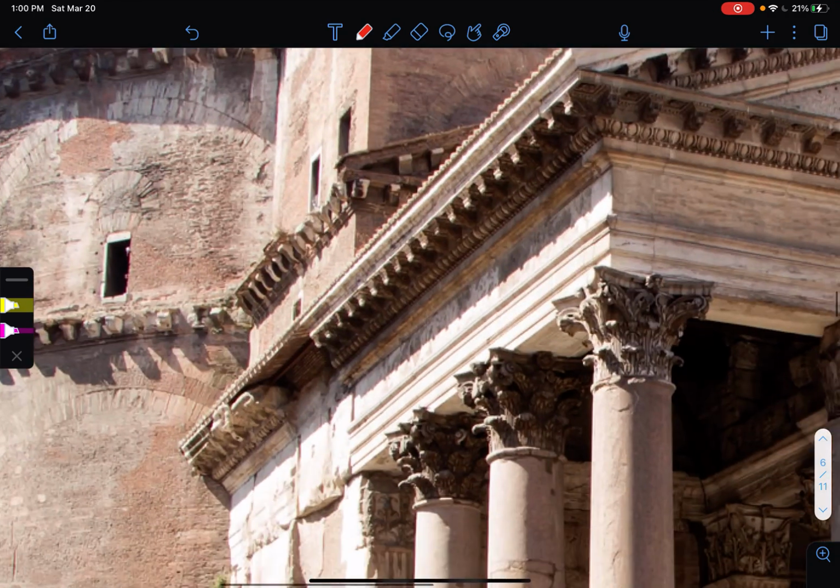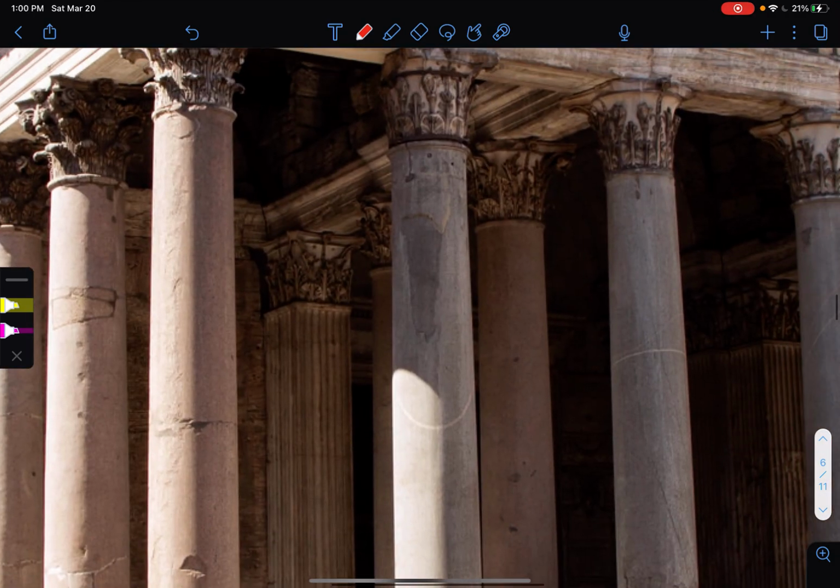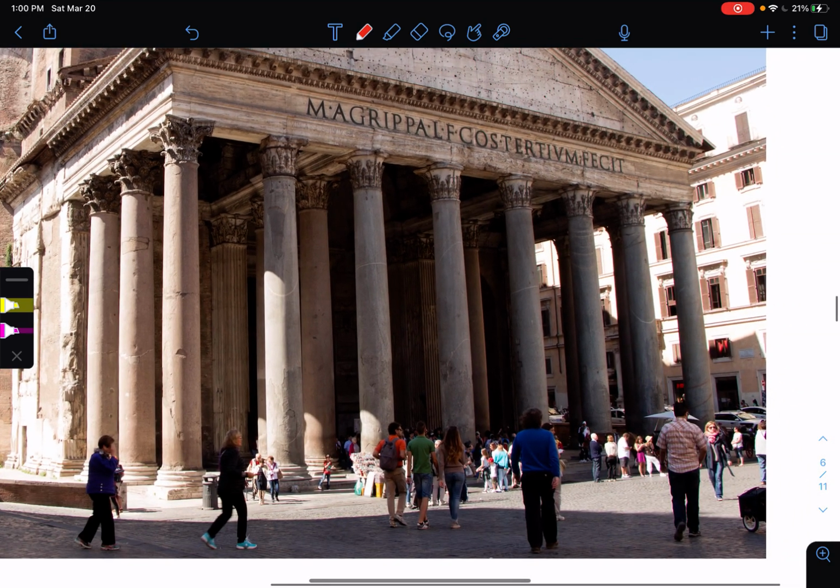Okay, but you see these columns. These columns are things that they borrowed from the Greeks. Now they didn't actually go to Greece and take these columns. No, the knowledge of these columns they learned from the Greeks.